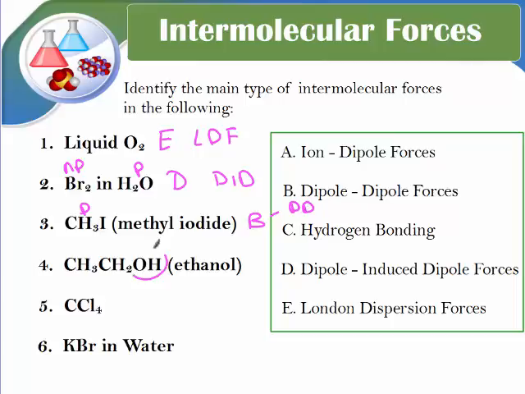For 4, we have OH at the end. It's not ionic, therefore it's going to be C, hydrogen bond. For 5, you have a nonpolar molecule, and so it's E, London dispersion forces. And 6, you had an ionic and a polar, so it should have been A, ion dipole. If you didn't get those, you need to come and ask in class.